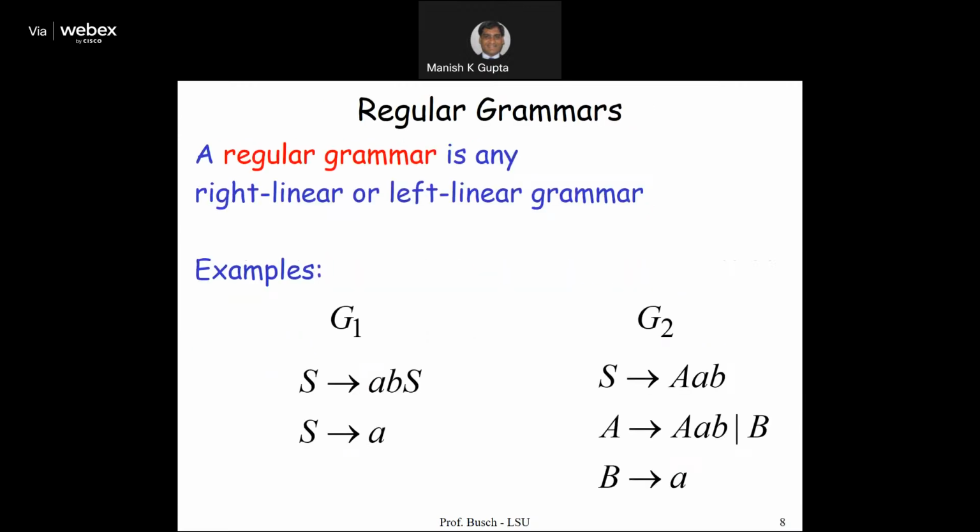A regular grammar is any left linear or right linear grammar. So this is an example of a regular grammar. This is also an example of a regular grammar. You see that one production is this, another is this, another is this, and another is this. How many? 1, 2, 3, 4. 4 production rules are there, right?